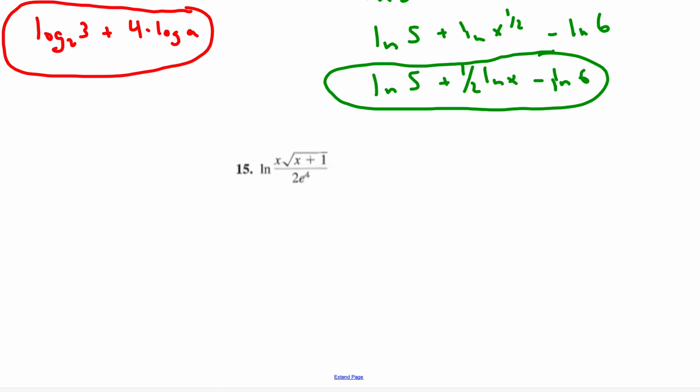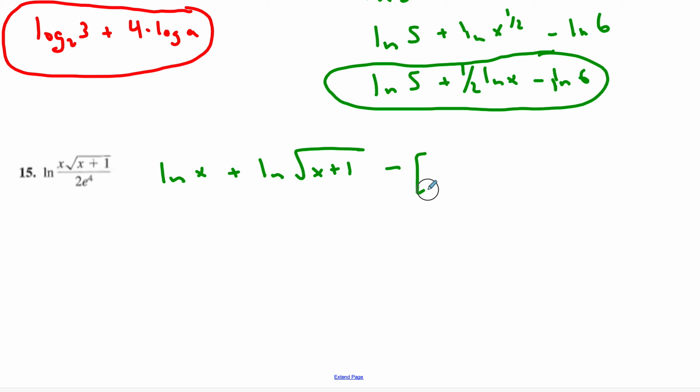So x times, let's move this over here. X times this divided by that. Ooh, what a mess. Okay, and it's got two things going on. Well, let's see what this looks like. So here I would say we have the natural log of x plus the natural log of the square root of x plus 1 minus, now this is where things are going to get a bit sticky, the natural log of 2 plus the natural log of e to the 4th.